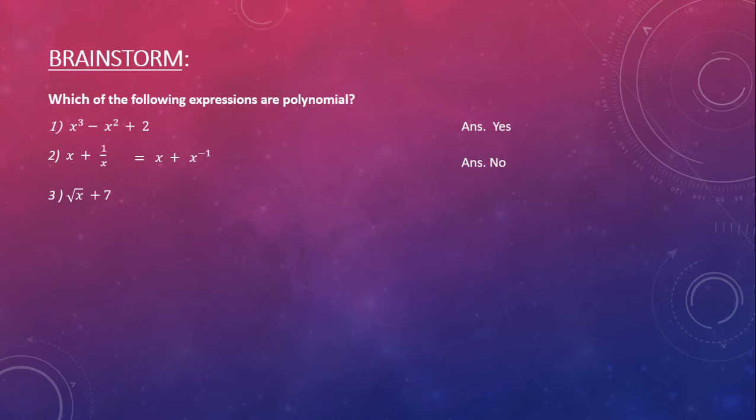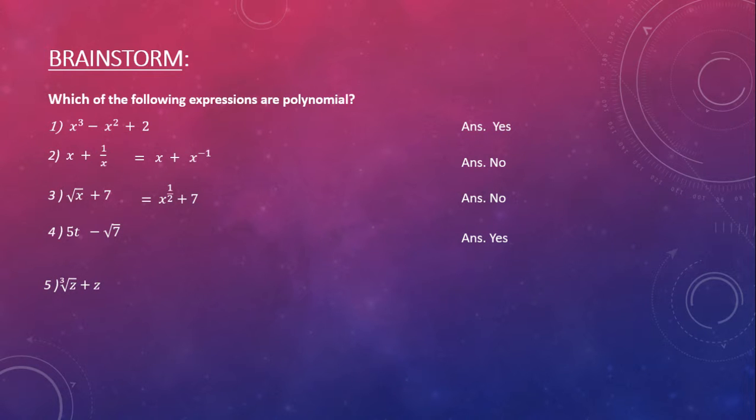We can write root x plus 7 as x to the power half plus 7. The power of x in the first term is half, which is a fraction. Therefore, root x plus 7 is not an example of polynomial. The next one, 5t minus root 7. In the first term, the power of t is 1. So, 5t minus root 7 is an example of polynomial.